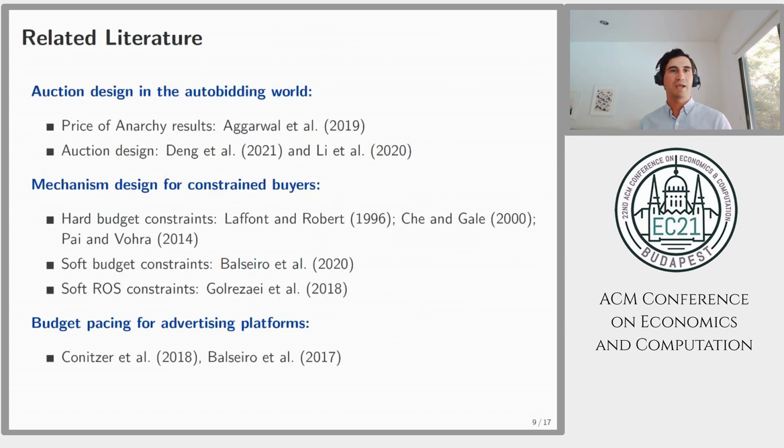So in terms of related work, again, there is some work on auction design in the automated world, mostly around price of anarchy results, trying to understand what fraction of the optimal welfare you can get under standard auctions, for example, the second price auction. There's also work on mechanism design for constrained buyers. Most of this literature focuses on the case of budget constraints. The only exception is a recent paper by Golrezaei et al. that looks at ROS constraints, and some of our mechanisms actually coincide with the ones that they derive, but the IC constraints are different. And also work on budget pacing for advertising platforms.